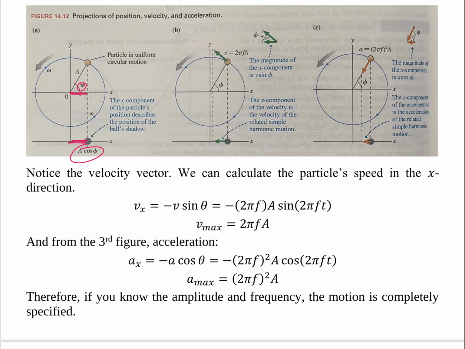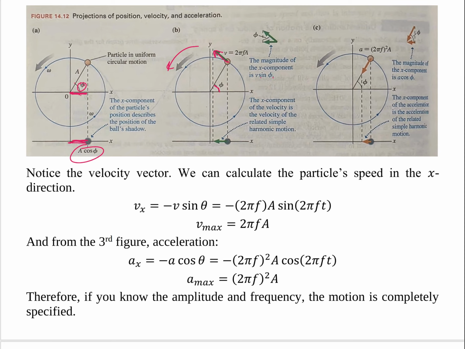Okay, now if I want the x component of the velocity, well, the velocity, as the ball moves around in this direction, will always be tangential to the path, right? So tangential to the circle itself. Okay, so the velocity we know from before is going to be 2 times pi times the frequency times the amplitude. That's the radius, okay? So I will need to find the component here. So for this angle, the magnitude of the x component is v sine that angle. You could use theta. You don't have to use their Greek letter. It's fine. So let's say we're talking theta.